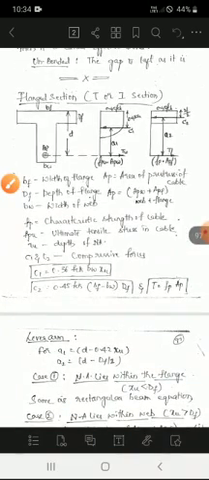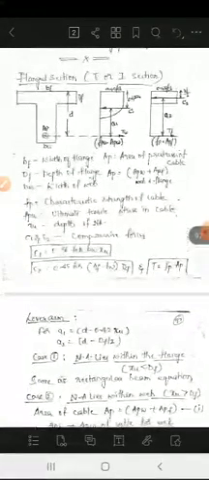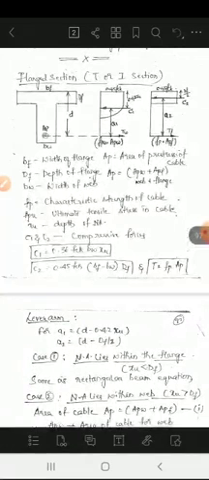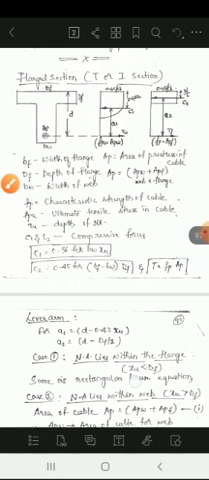What is A1, A2? Here you can see the depth from the center of the cable to where the compressive force will generate, that is called A1 and A2. So A1, A2 we can find out: in the first case, A1 is the effective depth minus 0.42 XU. In the second case, A2 is equal to D minus DF by 2. This is about the lever arm.